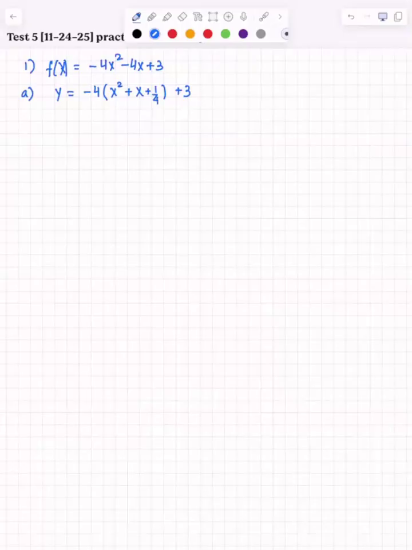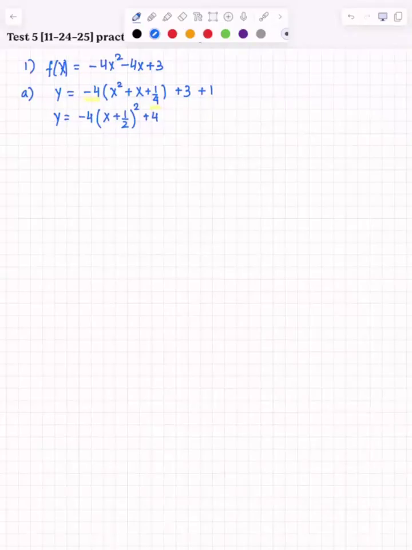And whatever you do on the one side of the equation, you should do the opposite also on the right side. But what we've done is actually that negative 4 times 1/4, which is we've subtracted 1. So to offset it, we should add 1. So now y equals negative 4 times x plus half the coefficient of x, which is 1/2, squared, plus 4.